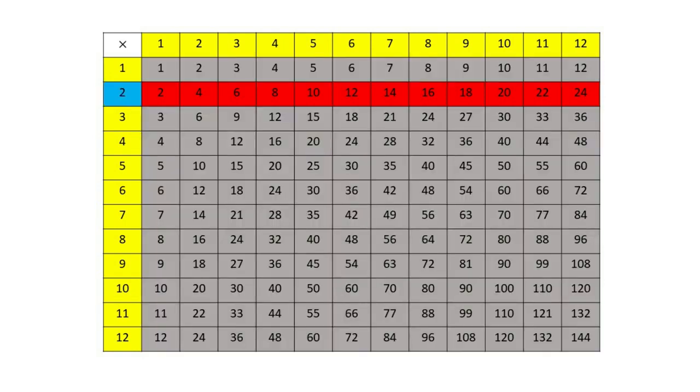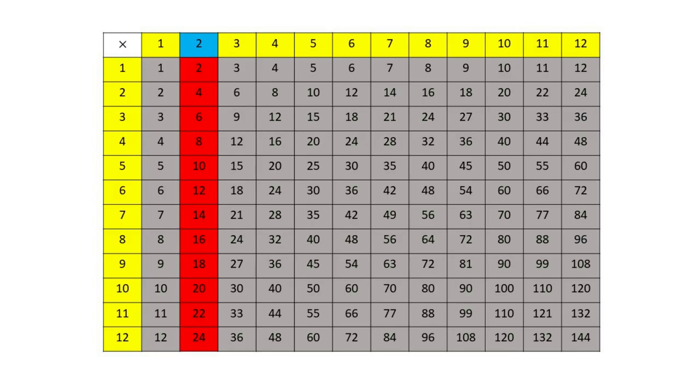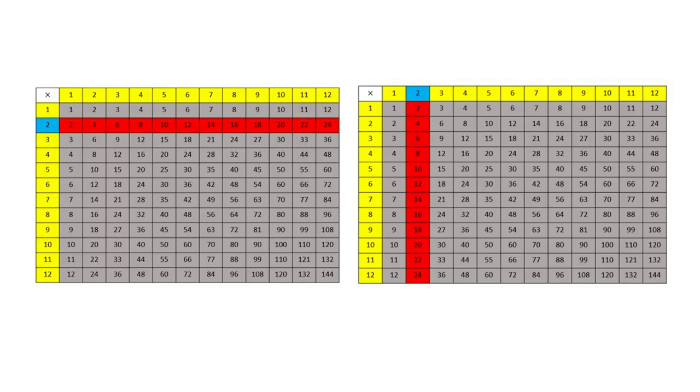Here are the multiplication facts of 2. You can find the 2's facts by going across the row of 2's or down the column of 2's. Repeating the facts will help students learn them. Have students say the 2's facts with you. 2, 4, 6, 8, 10, 12, 14, 16, 18, 20, 22, 24.